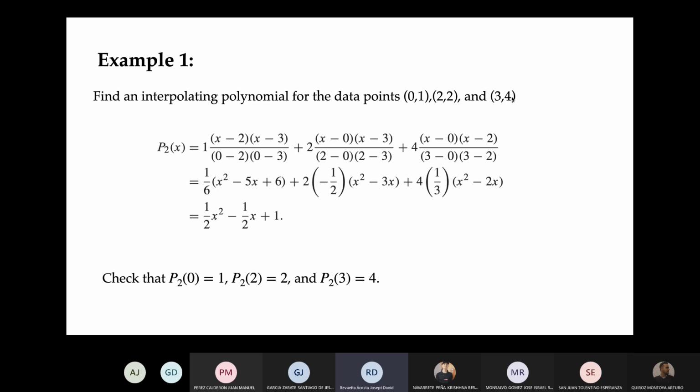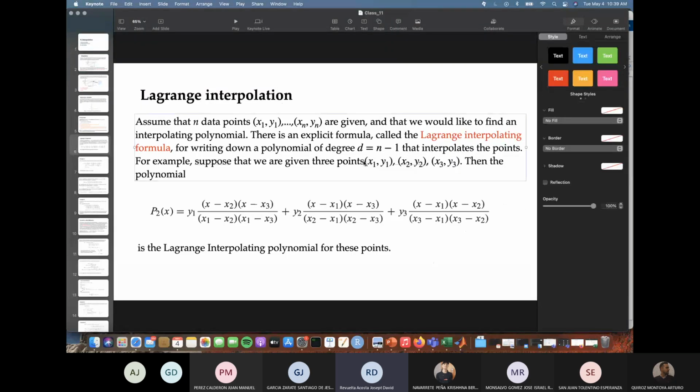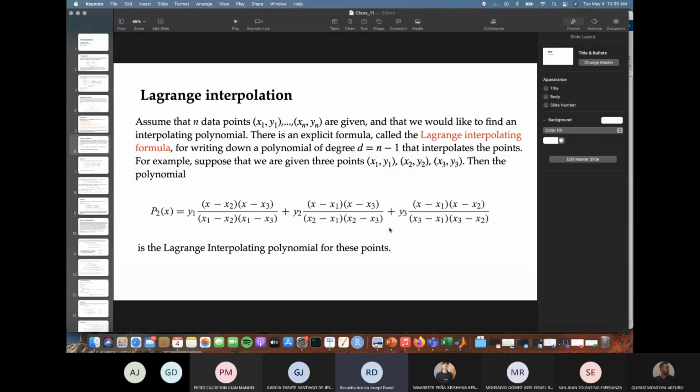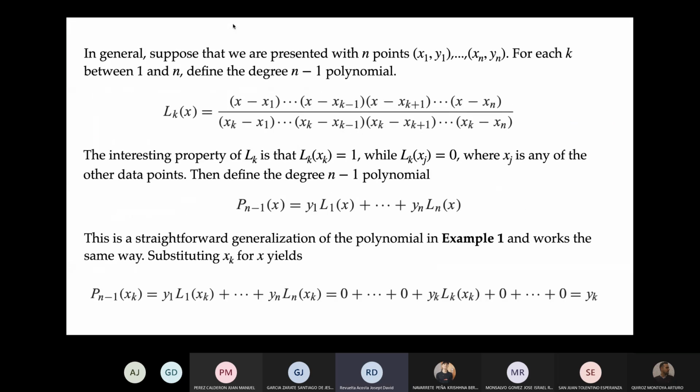So we have the values. So we can calibrate this. So this is the example that we obtained. So this is the explanation of how you use this example for the Lagrange interpolation formula. So the Lagrange interpolation, you can see it here. So in general, we can express this formula as this one.